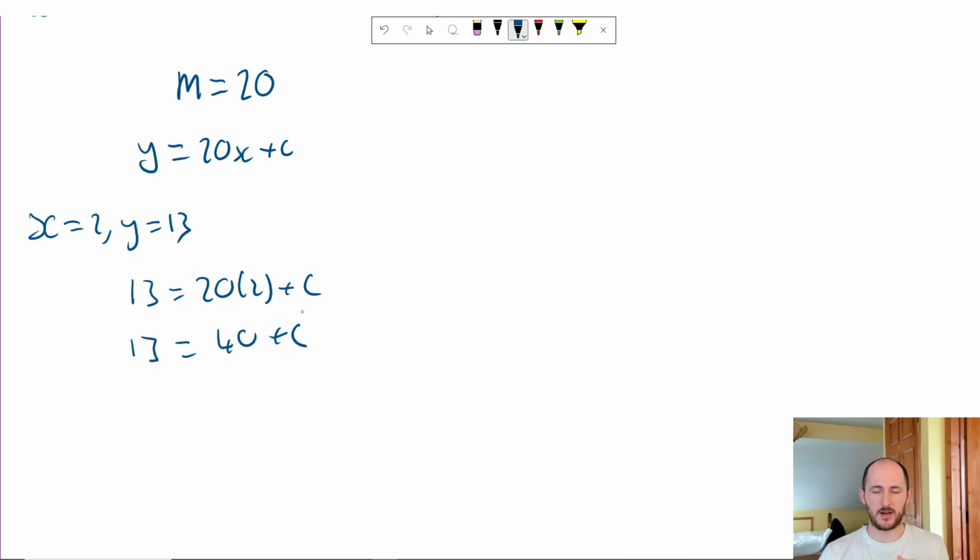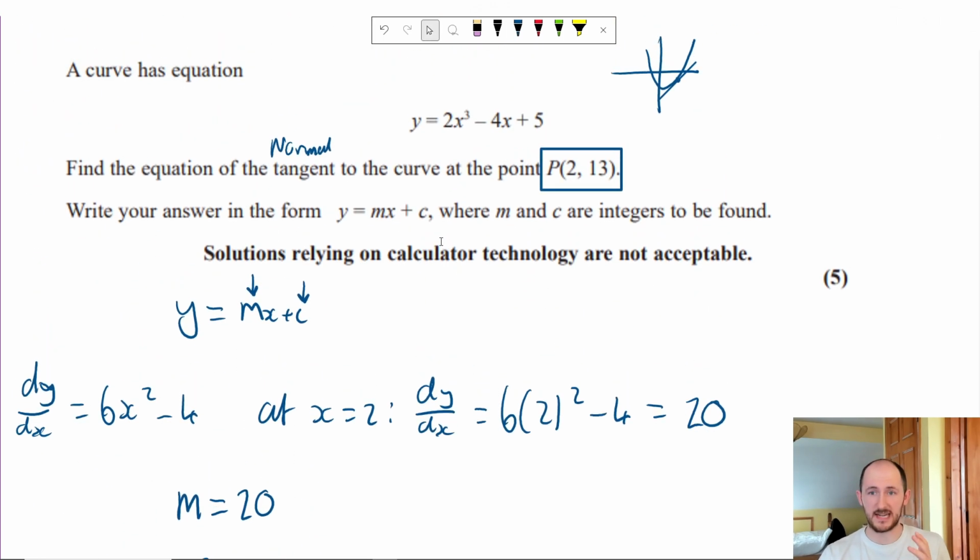So that means minus 40 from both sides, you get what, 27? Negative 27? Yep. So then our answer is just y is equal to 20x minus 27. For 5 marks, I think that's really, really good.